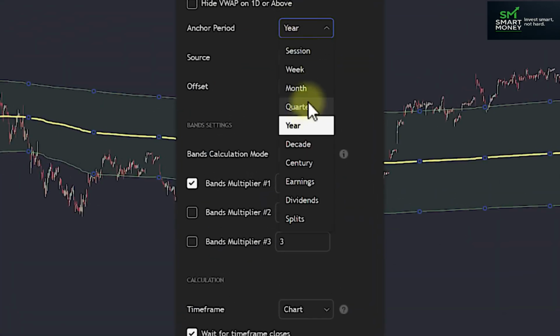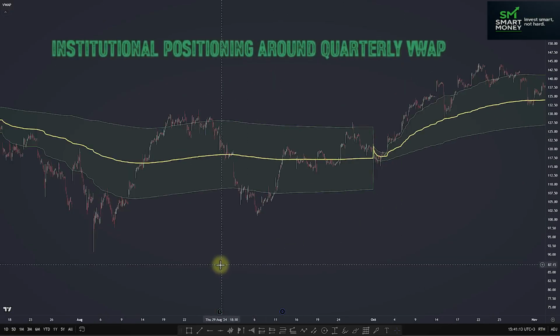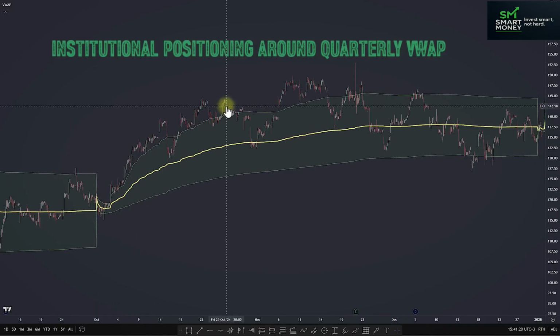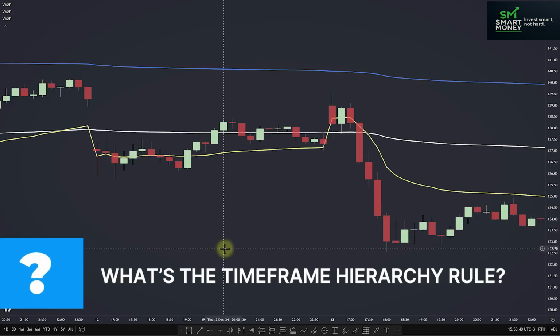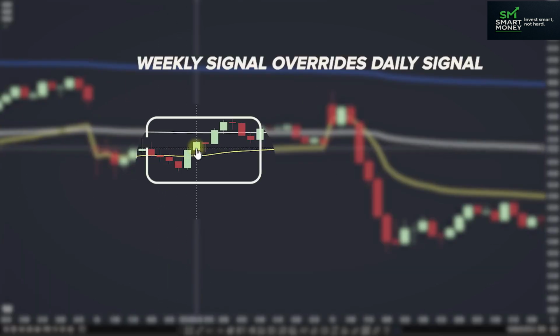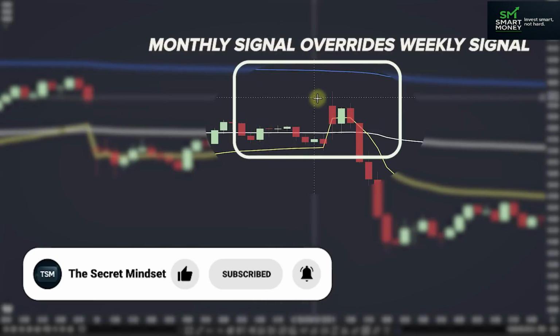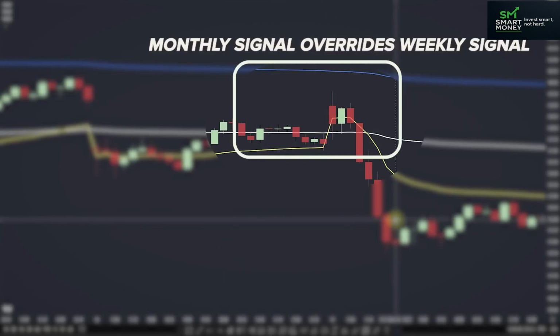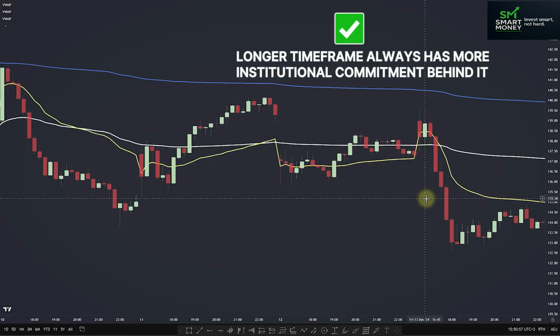The quarterly VWAP strategy is pure gold during earnings season. Institutions position their portfolios around quarterly performance. That makes quarterly VWAP the anchor point for major funds. Now here's the hierarchy rule that governs everything. When daily says buy, but weekly says sell, weekly wins. When weekly says buy, but monthly says sell, monthly wins. The longer time frame always has more institutional commitment behind it.